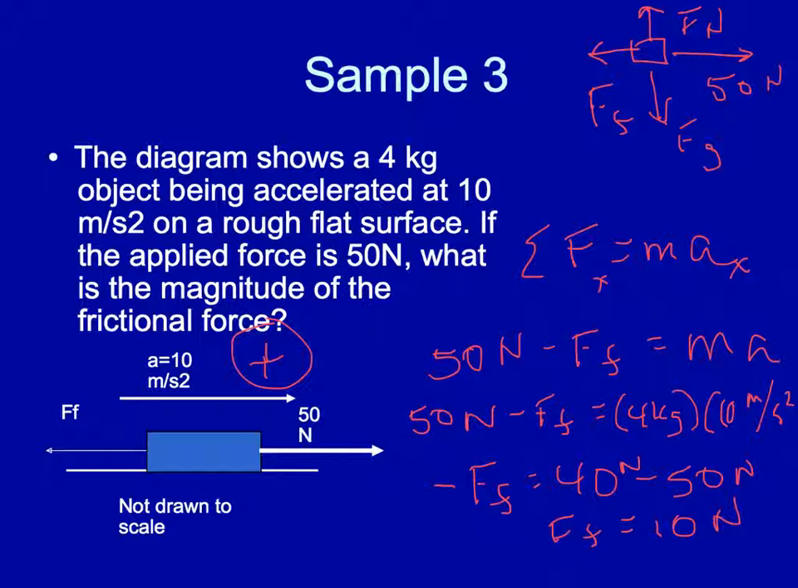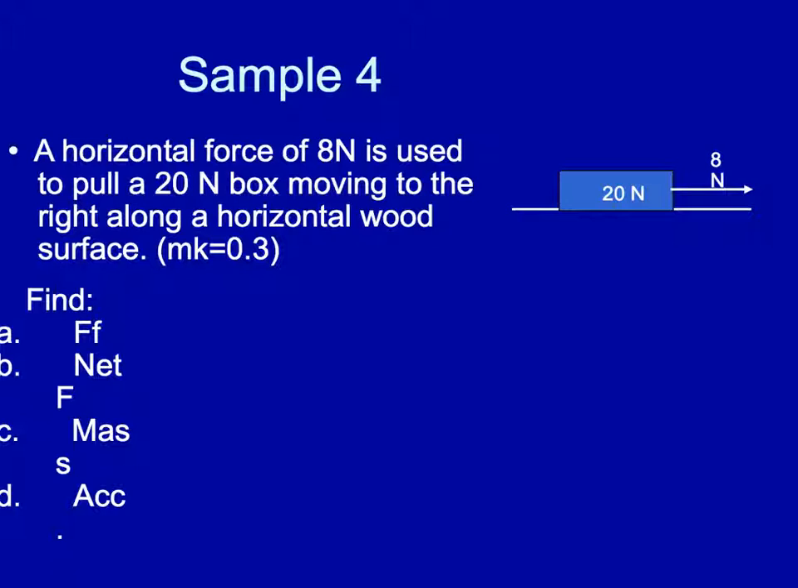What that means is that you guessed correctly in the fact that we pointed that in the opposite direction. If it had come out with a negative value, then we would have realized that we chose unwisely in the first case. So the force of friction is equal to 10 newtons in this case. Run it back through if you're not sure about it.